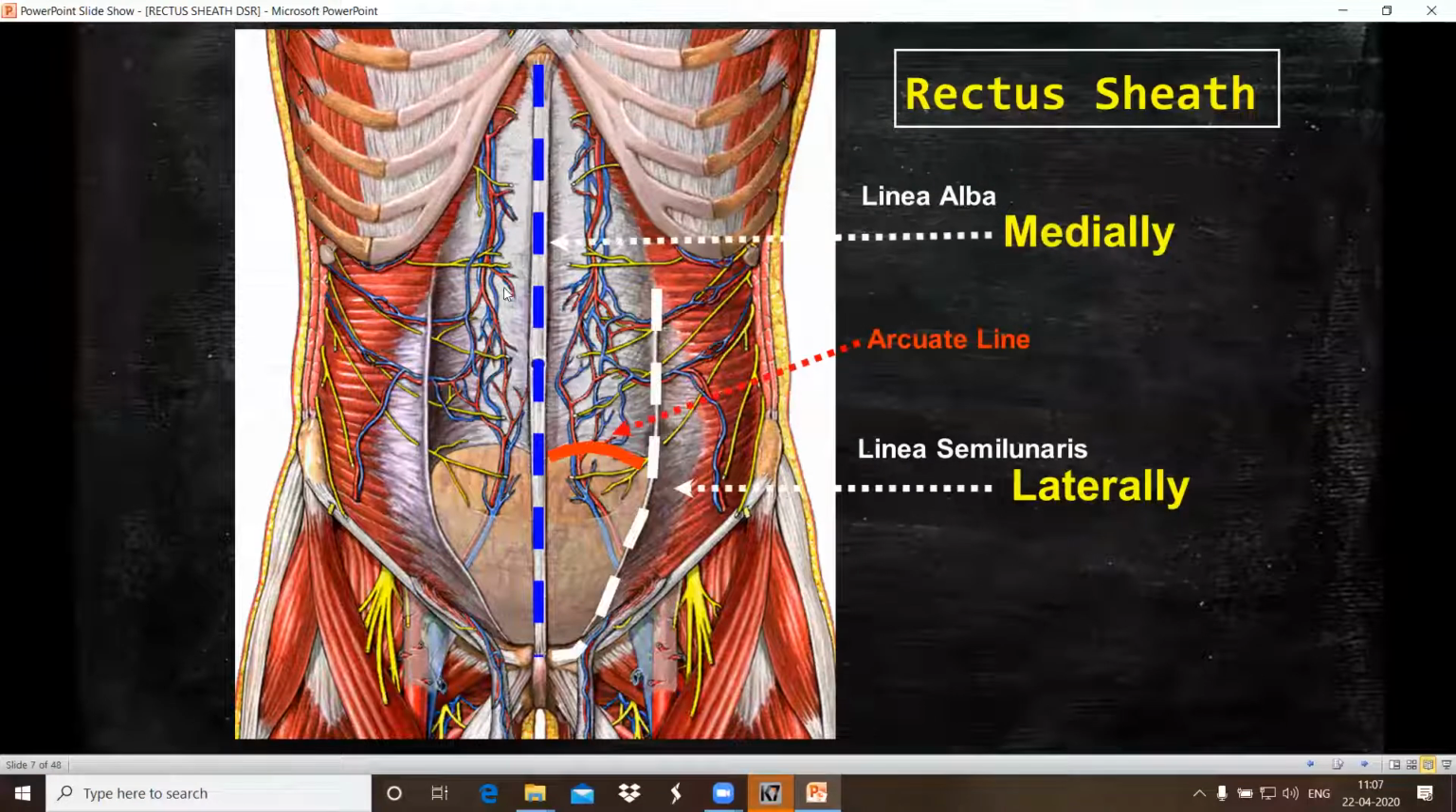In this, we will see the medial wall and lateral wall. The blue dotted line is the medial wall, formed by the linea alba. The lateral white dotted line is formed by the linea semilunaris, which forms the lateral wall. So the boundaries of the rectus sheath are the anterior wall, the posterior wall, the medial wall formed by the linea alba, and the lateral wall formed by the linea semilunaris. We'll discuss each wall.